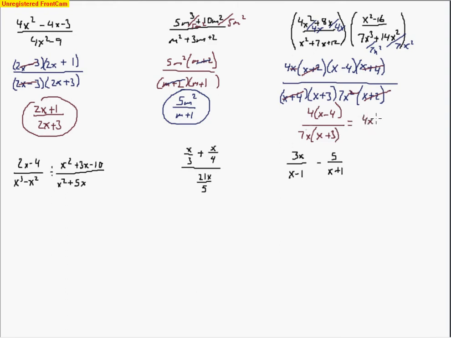So that would be a 4x minus 16, and then down below is 7x squared plus 21x. So either answer is fine. I would take either one. But on a multiple choice test, it's going to be one or the other.